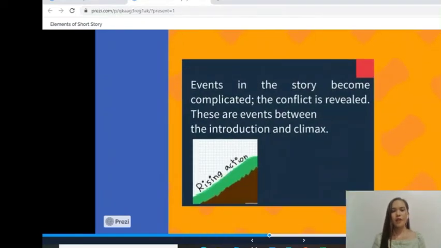Next, events in the story become complicated. The conflict is revealed. These are events between introduction and climax. And this is the rising action, where the problem is slowly arising. This is when the development of the story happens.